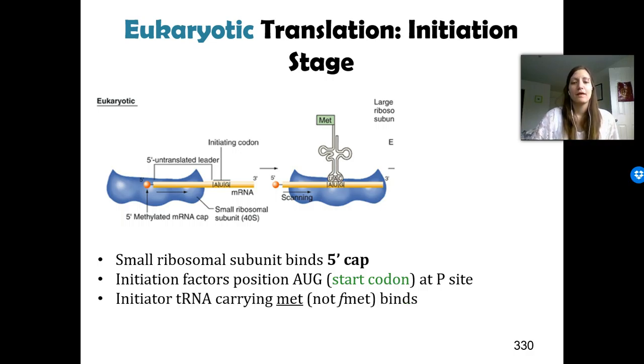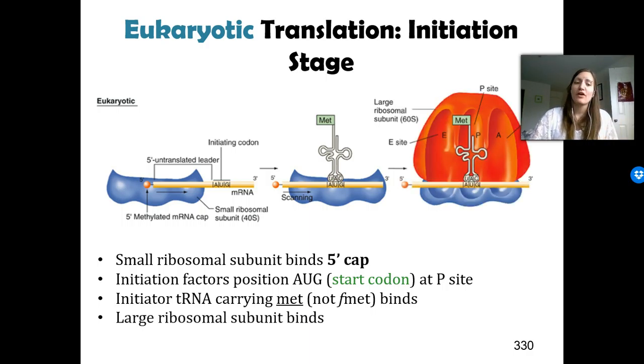site. Now, instead of an F-met, that modified methionine bonding to this small subunit, in eukaryotes, we have regular old methionine. There's nothing modified about it. So that's a key difference between prokaryotes and eukaryotes. And then just like we saw in bacteria, once you have that methionine stuck into the P site, that kind of helps attract that large subunit.